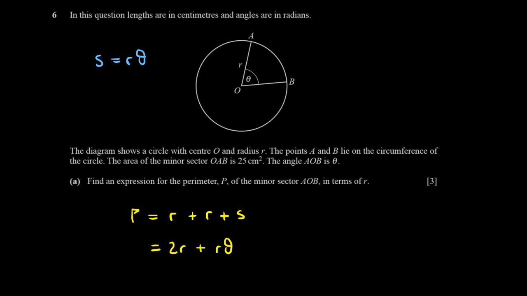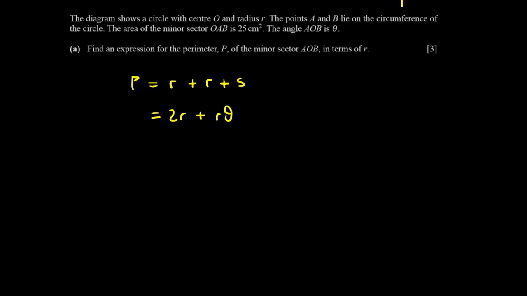How can we do that? We can use our second formula. The second formula that we should know is that the area of a sector is equal to a half r squared theta. So I know that the area is 25 because we're told that in the question. So 25 is equal to a half r squared theta, which means if we rearrange, theta is equal to 50 over r squared. So I can now substitute that into here, which means I get 2r plus r times by 50 over r squared. If I cancel off, what I get is 2r plus 50 over r.